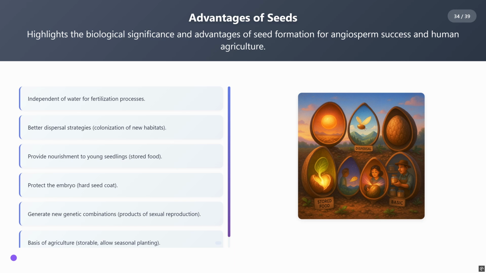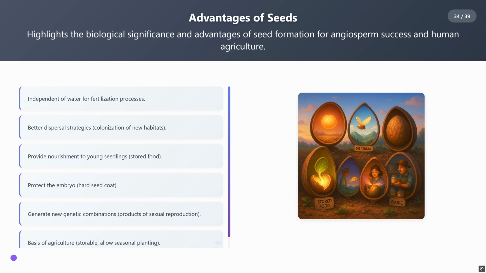This makes sexual reproduction much more reliable and dependable, especially in drier terrestrial environments. Reliability, okay. What else? Seeds are also fantastic dispersal units. They have evolved countless ways to travel far from the parent plant, carried by wind, water, animals, allowing plants to colonize new habitats and avoid competing with their own parent.